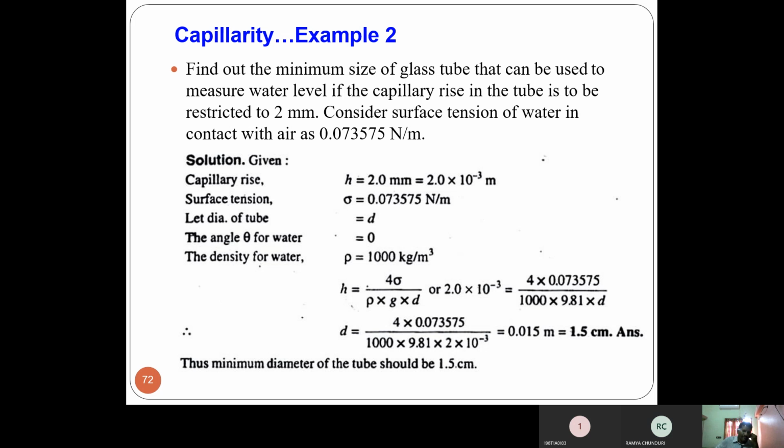This is the simple information regarding surface tension and capillarity. In the next class we will meet you again. Thank you very much to you all.